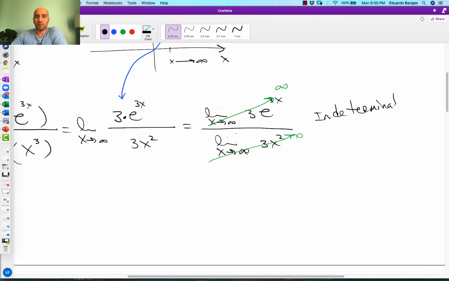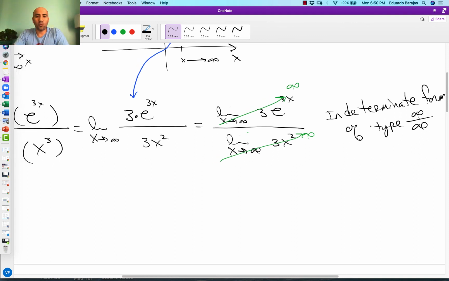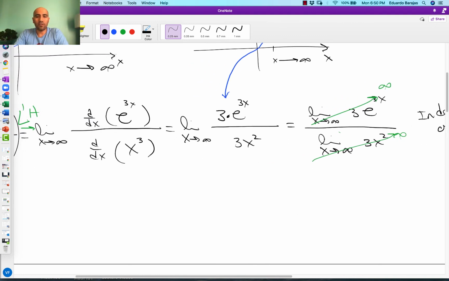Indeterminate form of type infinity over infinity. Well, the good news is that you can use it again. We can apply L'Hopital's rule one more time to now this one.